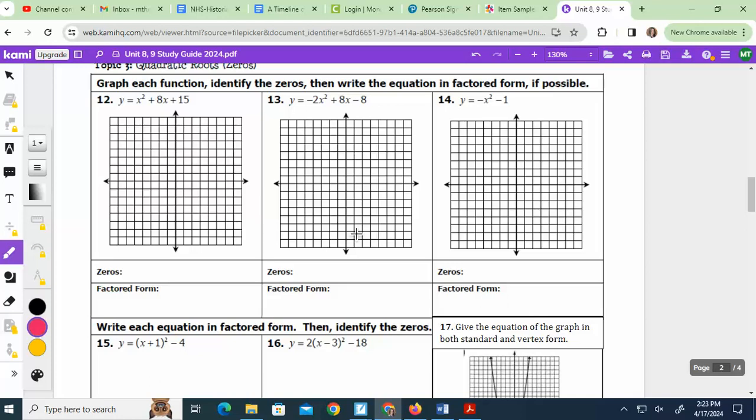So if I started plotting some of these points, so we have -4, -1, -5, 0, -6, 3, and let's go the other direction. So -3, 0, -2, 3.